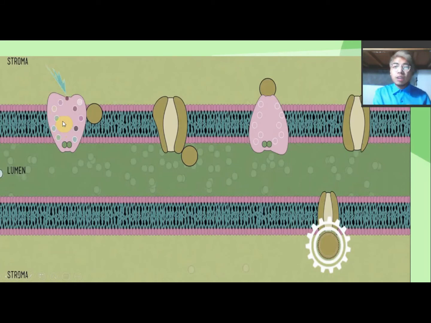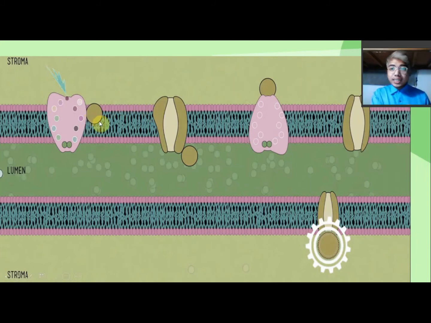The electron will now be energized because of the reaction center chlorophyll. And since it is highly energized, it will now be transferred by the plastoquinone that is beside the PS2 to be transferred to the cytochrome complex.